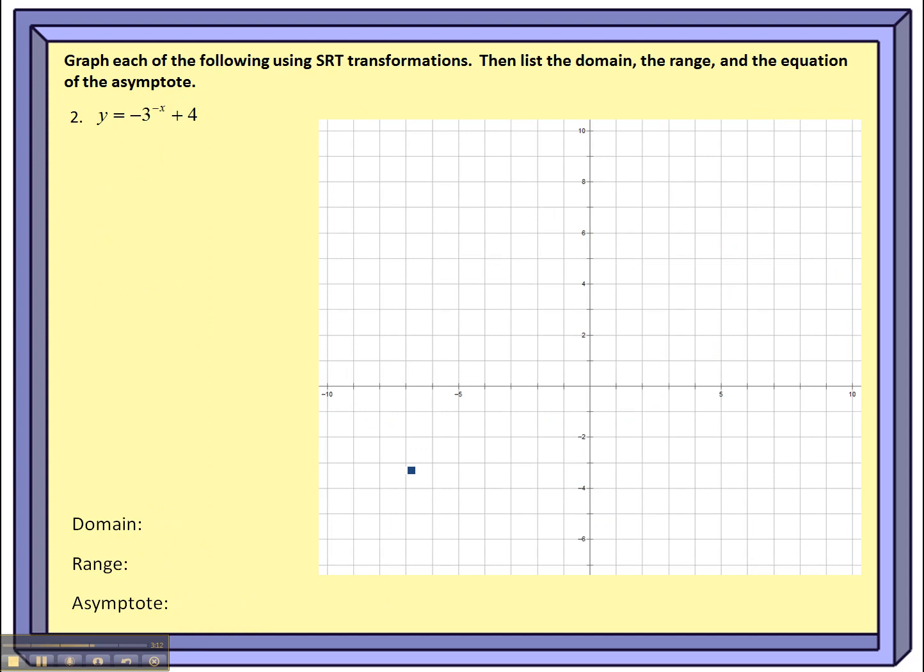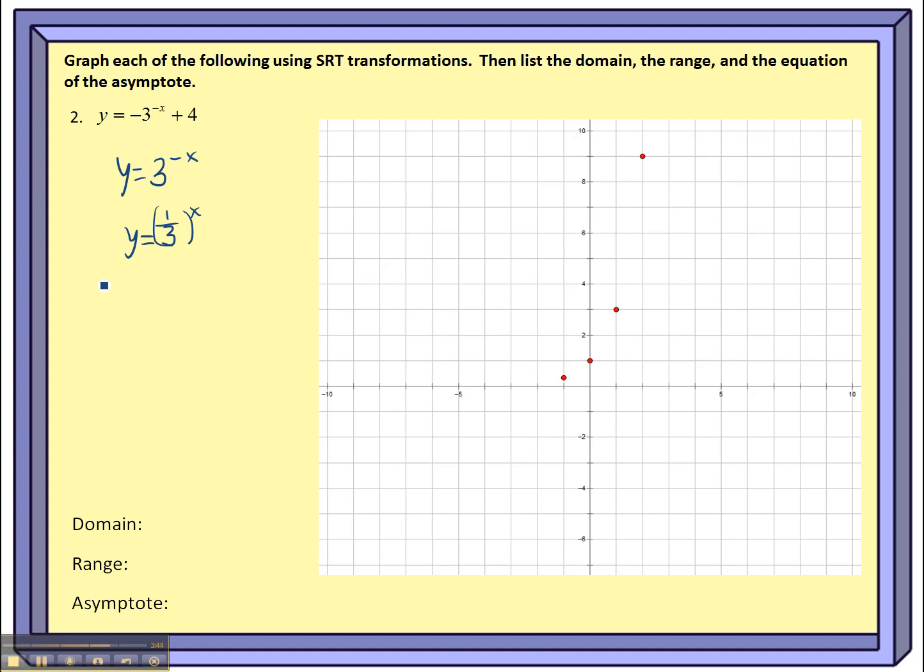Okay, let's try another one. This one has the exact same parent function, y equals 3 to the x. However, this is really y equals 3 to the -x. And as we talked about in the lessons, this negative exponent is the same thing as a reciprocal, so really this is y equals 1/3 to the x power. Or you can think of this as just being a reflection across the y-axis.